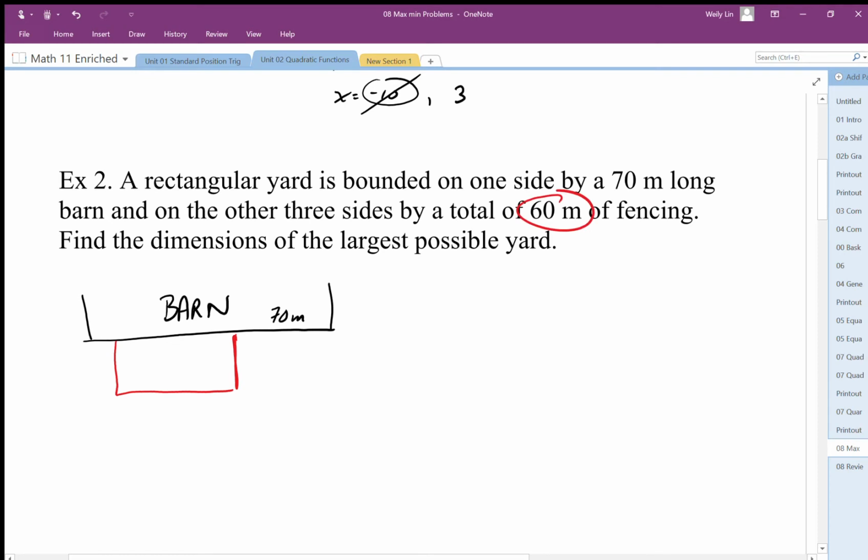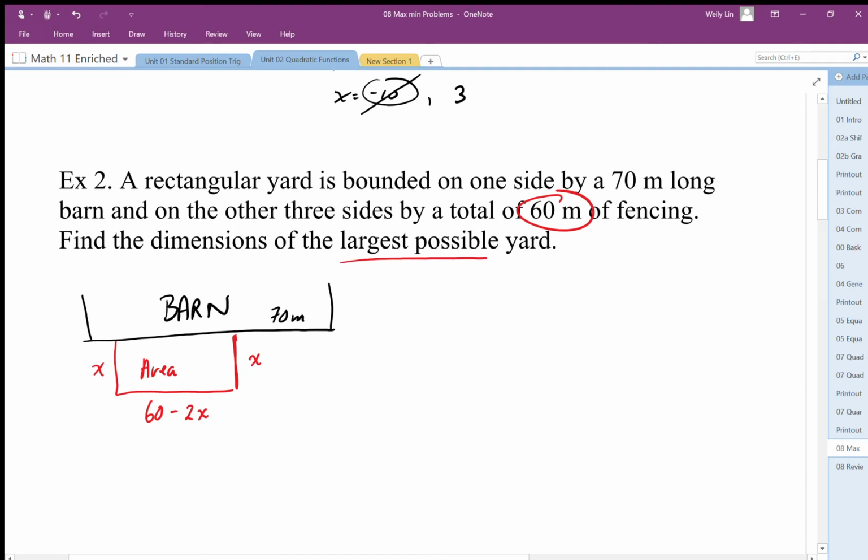So how do I set this up? Well, it's a rectangle, so we can say that this is x and x. We'll call those two sides which are the same x. And then this length here is going to be 60 meters, but we've got to take away that x and we've got to take away that x. So we're going to start with 60 meters and take away 2 x's. And we want to find this area. And what we want to do is not just find the area, we want to find the largest possible yard. So we're trying to maximize this area.